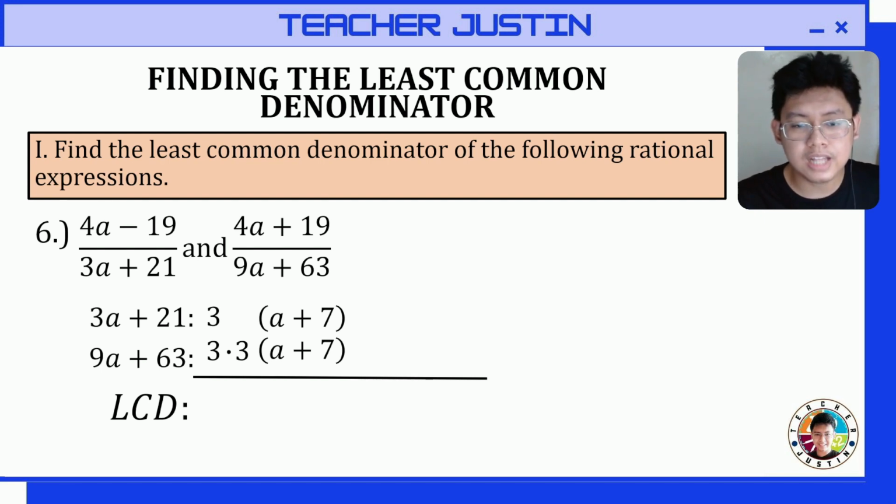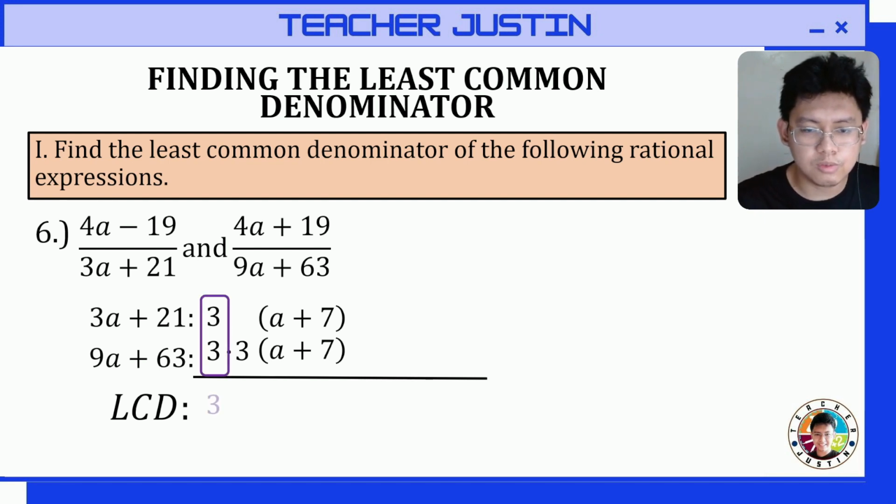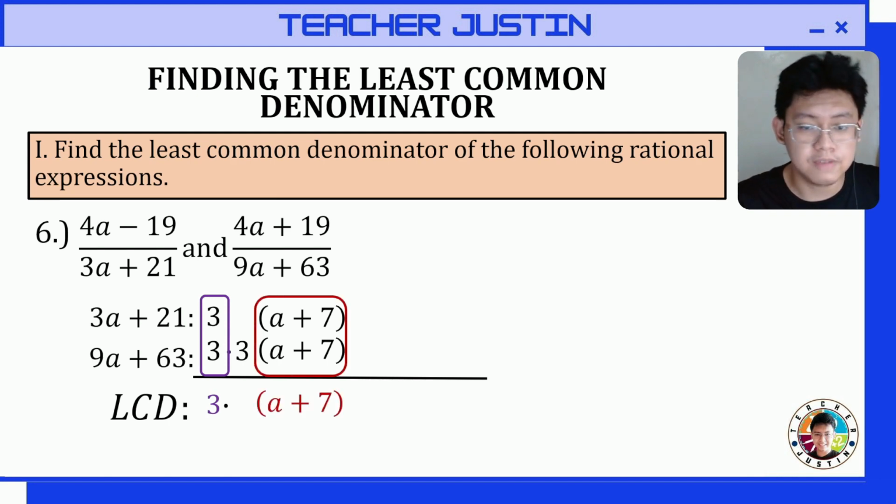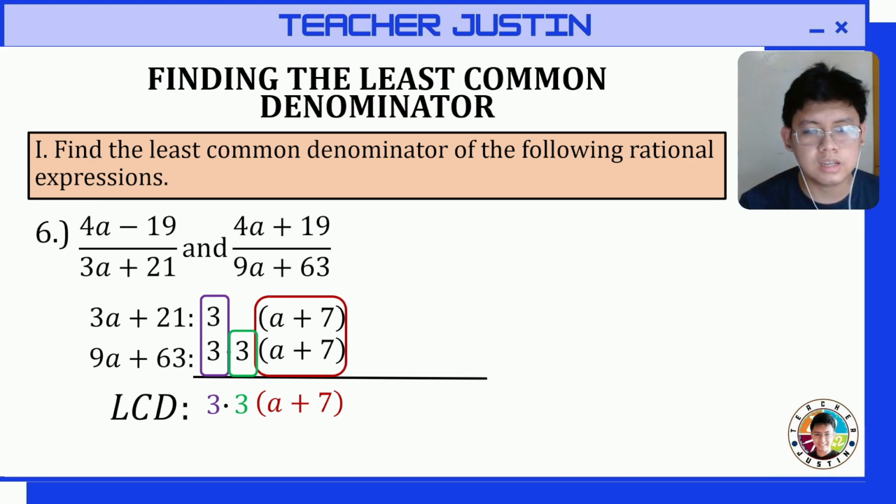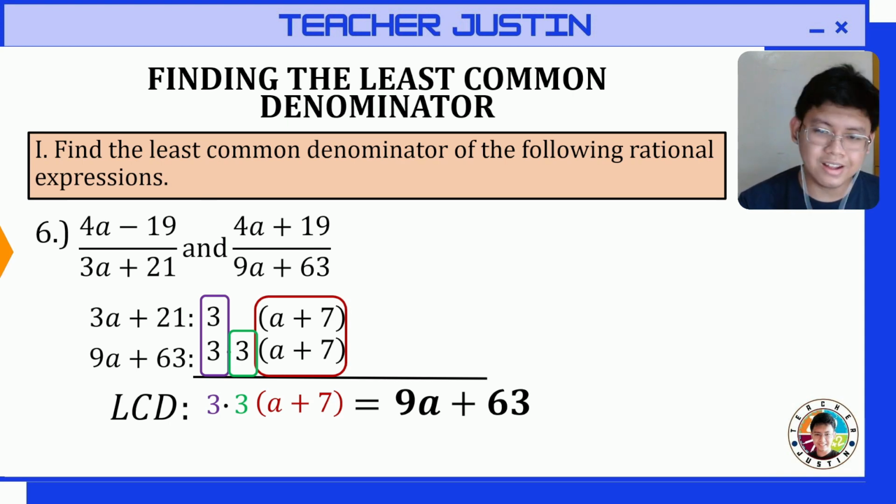Okay. Now, kunin natin yung mga common factors. So, we have common factor 3 and common factor na a plus 7. Okay. So, kunin din natin yung walang partner. So, we have 3 times the quantity a plus 7. So, multiply natin yan to get the least common denominator. That will give us 9a plus 63. And that's it. Ta-da! Alright.